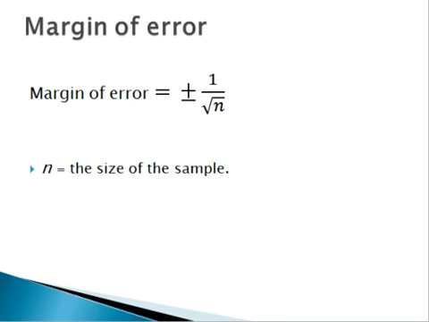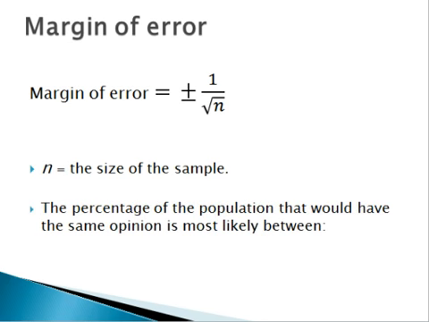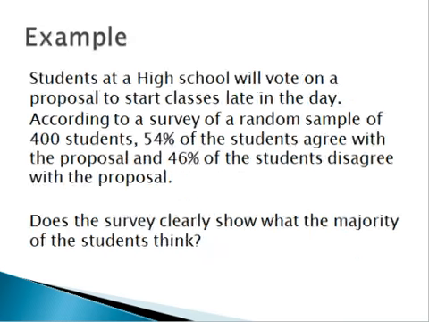Margin of error is calculated with plus minus 1 over the square root of n, where n is the size of our sample. And the percentage of the population that would have the same opinion is most likely to be between p minus 1 over the square root of n and p plus 1 over the square root of n. And these are percentages, and they're written in decimals. You always need to remember that.